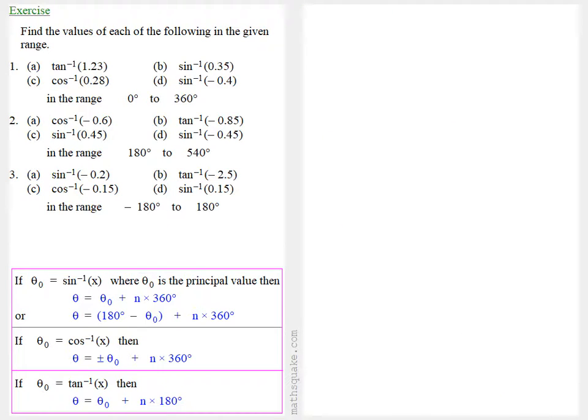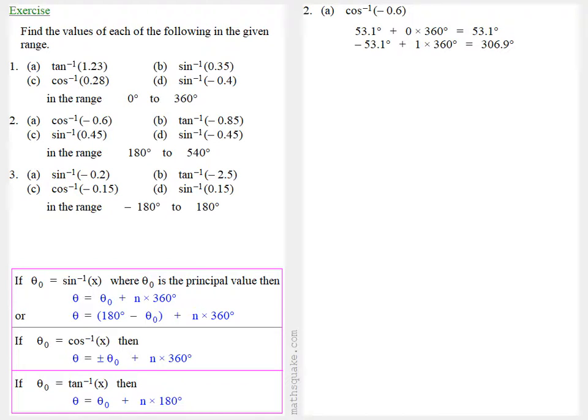In question 2 part A, we're asked to find the inverse cosine of minus 0.6 in the range 180 degrees to 540 degrees. Well, if we do that on a calculator, we get the answer 53.1 degrees, and this is our principal value. The other important value is minus 53.1 degrees, which is too small.